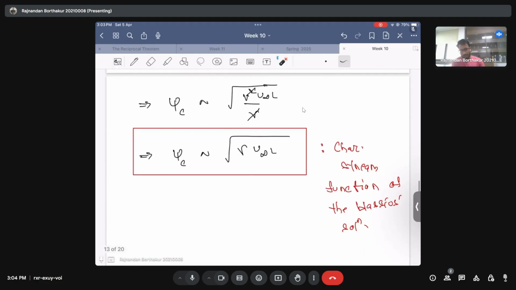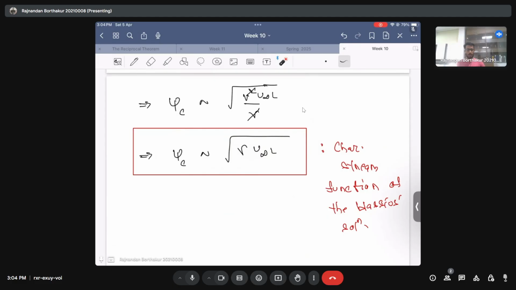And we saw that psi c, the characteristic stream function, came as the kinematic viscosity times the far field velocity times the length, with a power of half over it, basically. So this is the characteristic stream function that we need to choose in order to derive the non-dimensional governing equations pertinent to the Blasius exact solution.